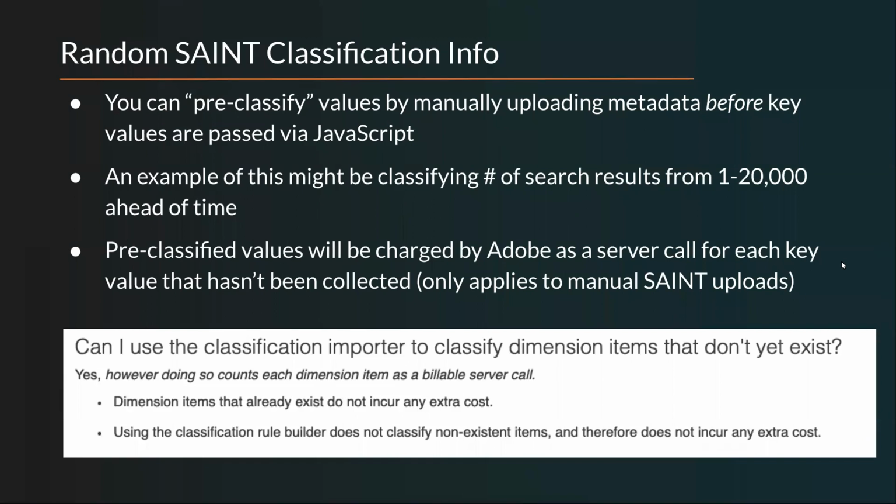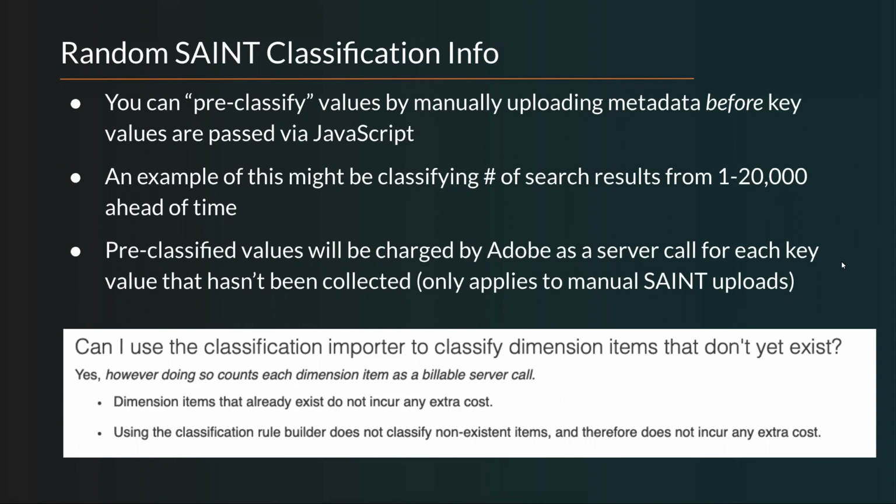The next thing is about pre-classification. There are some cases where you want to actually set up the metadata before you actually capture the key values. For example, you might have an eVar where you want to capture the number of search results when someone does a search on your site. And there could be 1 or 2 or 10 or 1,000. Well, if you pick a number like 20,000, you can upload a metadata value saying, if we have a search with 17,532 results, I want to bucket that into over 15,000 results or whatever. So you can send the metadata in even before you have the keys.